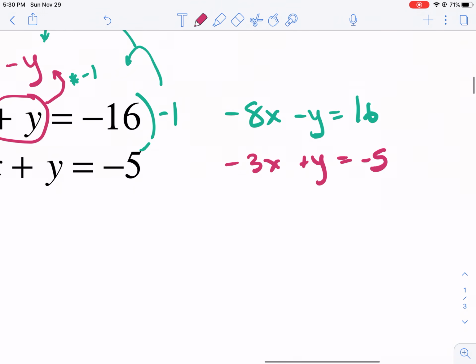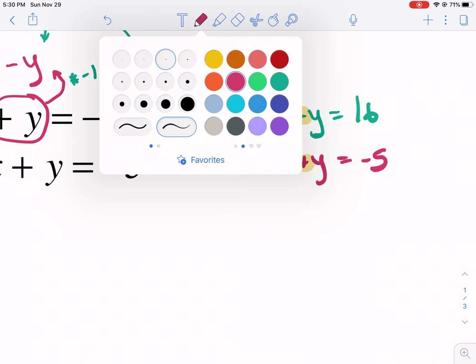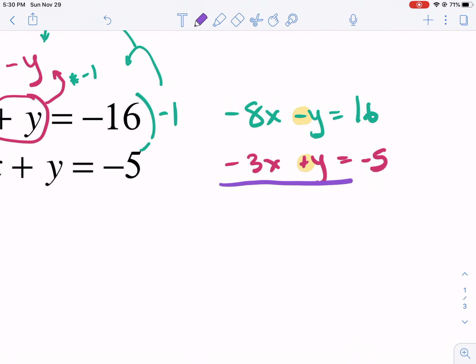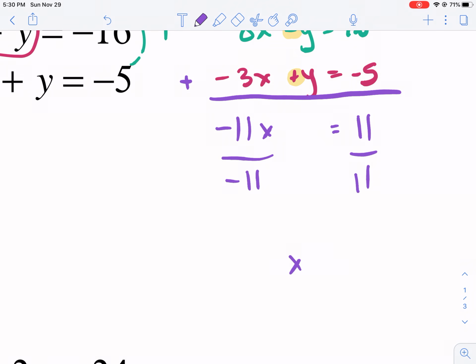Now, let's see where we stand. Well, here we have a -1y and a +1y. Those are opposites, so guess what? We are ready to proceed. We can go ahead and add these two equations because they're going to eliminate. Remember, only opposites can eliminate once you add them. So we're going to add -8x and -3x. That gives us a -11x. These canceled, okay? 0. Then we have 16 plus -5, that's 11. So we divide by -11 to both sides to solve for x. We get x equals -1, okay?